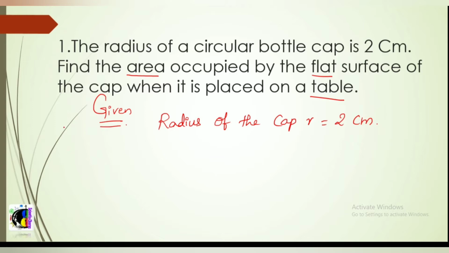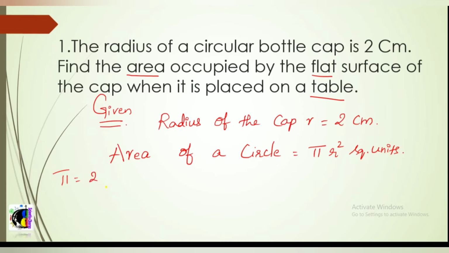Fine. So what I'm going to do now is write the formula for area of a circle. Area of a circle is nothing but pi r square units. They have given the radius. Now you just need to substitute the value of pi, which I can consider as 22 by 7, or I can write it as 3.14.